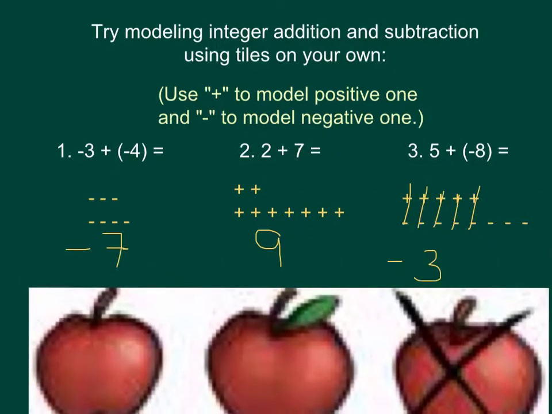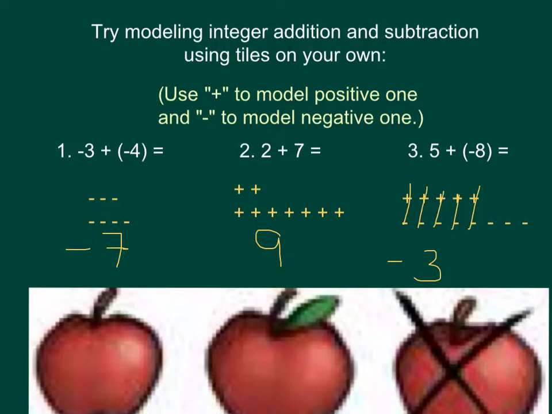Looking at the first problem, we have 3 negatives and we're adding 4 negatives to it. When we count up how many negatives we have in the end, we have -7. For the second problem, we have 2 plus 7. We have 2 positives to start with, and we add 7 positives to it. We count them up, and we have 9.